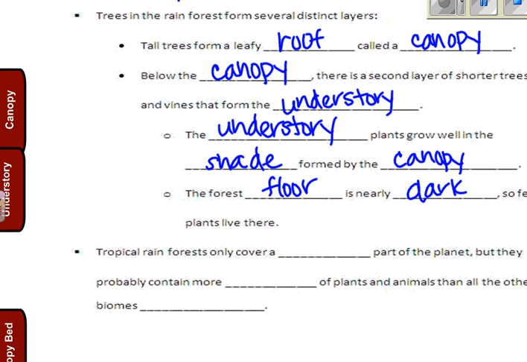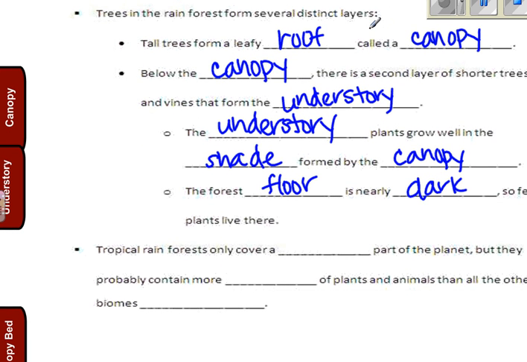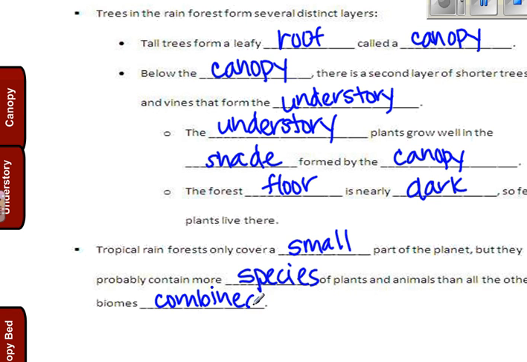Now, something that's interesting about the tropical rainforest is that it only covers a very small part of the planet, but they probably contain more species of plants and animals than all other biomes combined. So think about that. It's the smallest part of all the biomes, but it has more species of animals and plants than all the other 5 biomes combined.